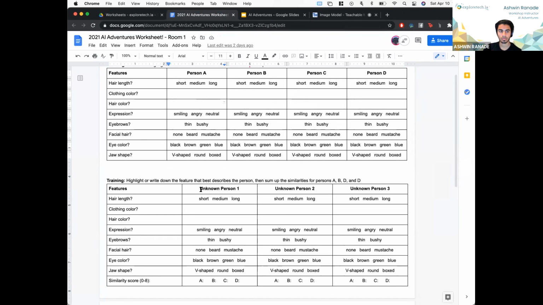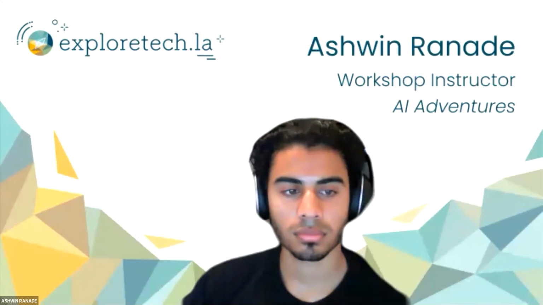You're going to be seeing three unknown faces that are partially obscured. You're going to write down the features that best describe that person. And then in the similarity score, you're going to add up all of the matches between person 1 and persons A through D. That will be the similarity score, and it will be your best guess for who that person is based on our model. Again, hopefully your breakout leader will explain this as well and give you the worksheet. But let me go ahead and make the breakout rooms. One second.